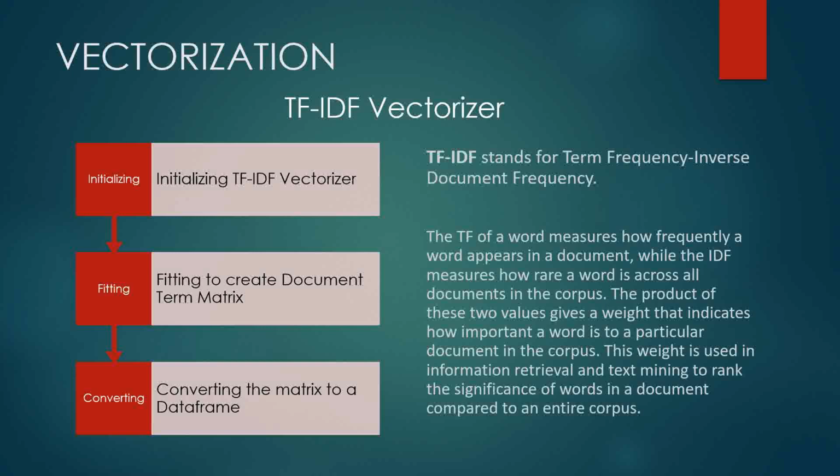Again, the steps in the TF-IDF vectorizer are the same as the TF vectorizer. The first step was initializing the TF-IDF vectorizer. Second was fitting the vectorizer to create a document-term matrix, and third was converting the matrix to a data frame.